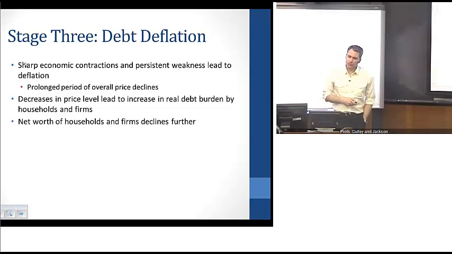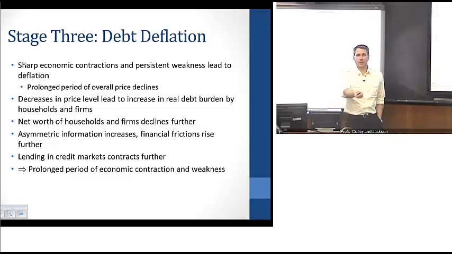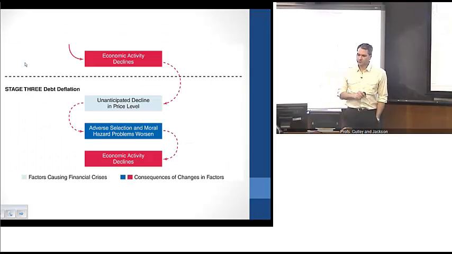And so as a result, you're likely to see the net worth of households and firms go down. That can lead to a lot of problems. The lower net worth of households means they have less collateral and less ability to borrow. Same on the firm side. If net worth is going down or negative, they have less access to capital markets and lending markets. And so lending in credit markets goes down, and that again exacerbates this prolonged period of economic contraction and weakness.